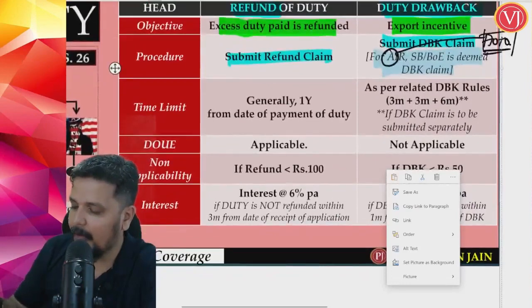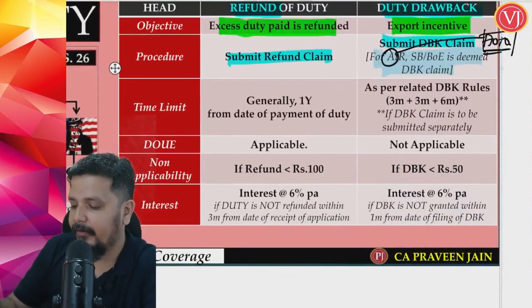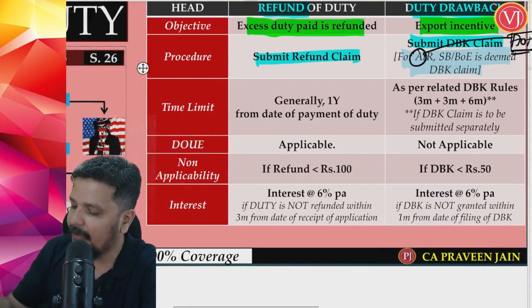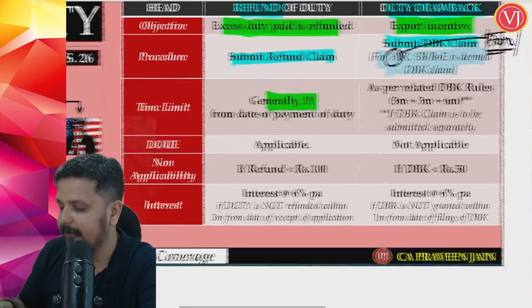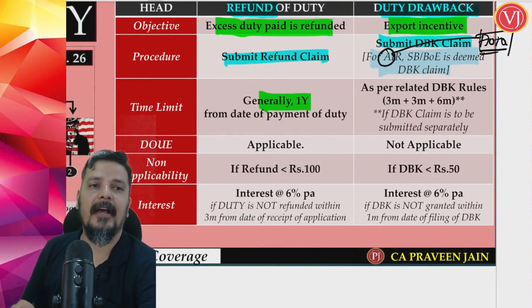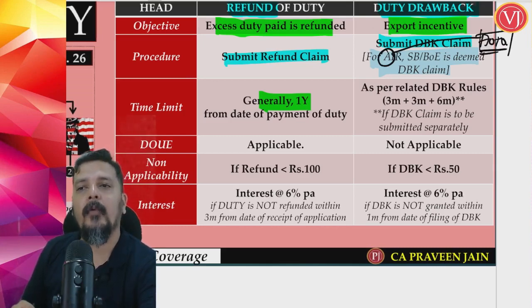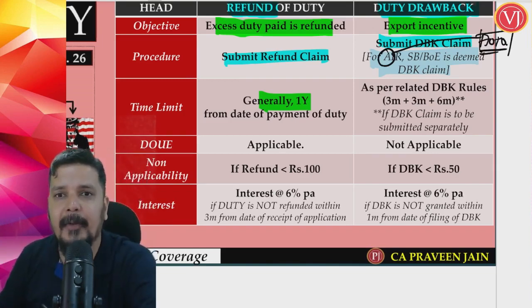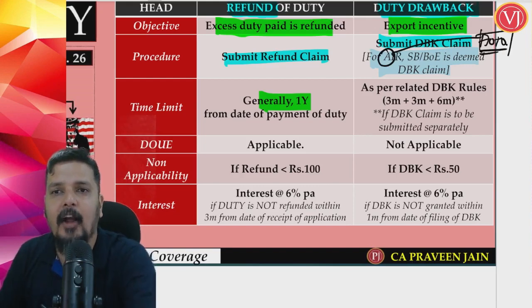Now, the time limit for making a refund application is 1 year from the relevant date. We'll see what the relevant date is. Compare with GST, 2 years. In customs, 1 year. In customs, duty drawback is all very fast. So in AIR, you are not going to make any drawback claim because it is automatic. But in other cases, you are going to make a drawback claim.